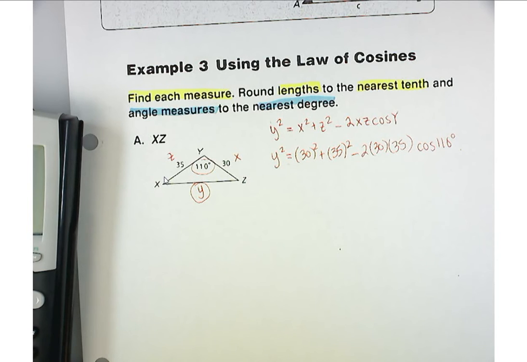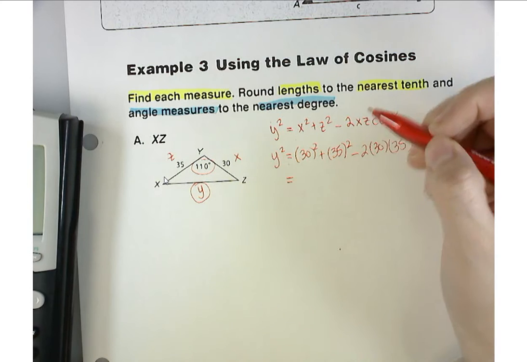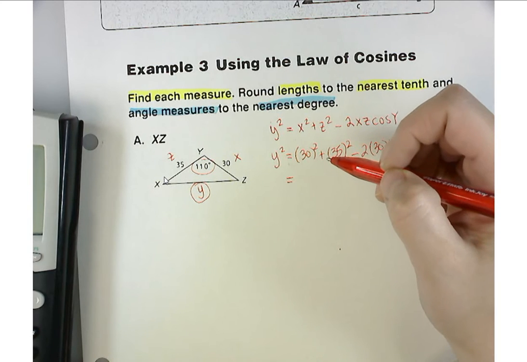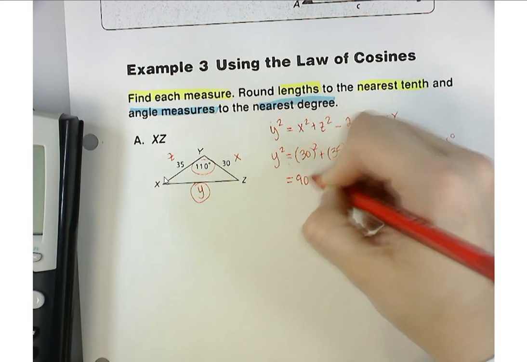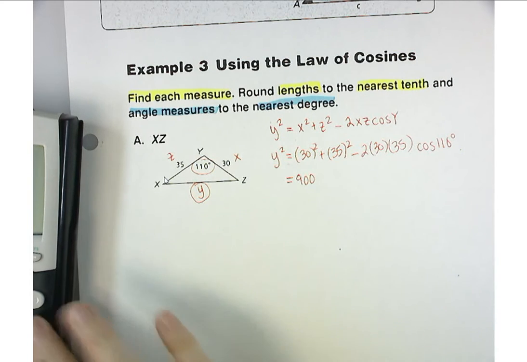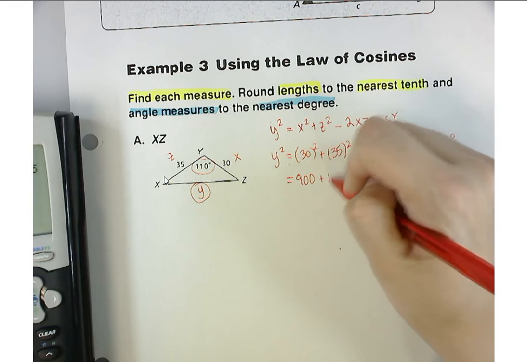Now some of these we can do in our head, like 30 squared we know is going to be 900, because 3 squared is 9, right? So you can know that's 900. So if we do 35 squared, we get 1225.